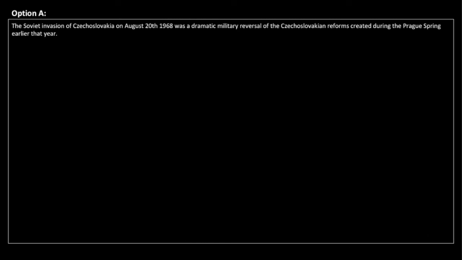Option A. The Soviet invasion of Czechoslovakia on August 20th, 1968 was a dramatic military reversal of the Czechoslovakian reforms created during the Prague Spring earlier that year. It damaged Soviet relations with the West and also with the Soviet bloc.